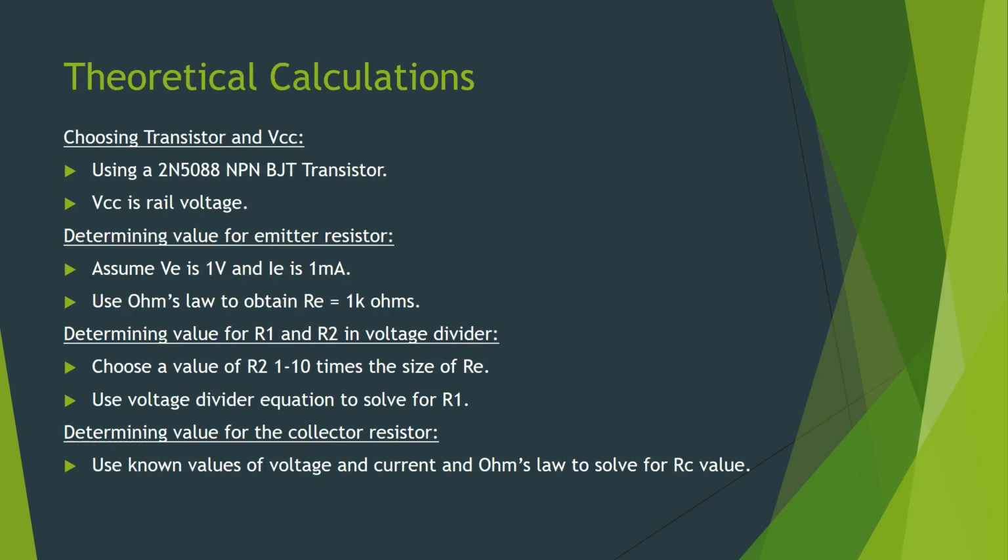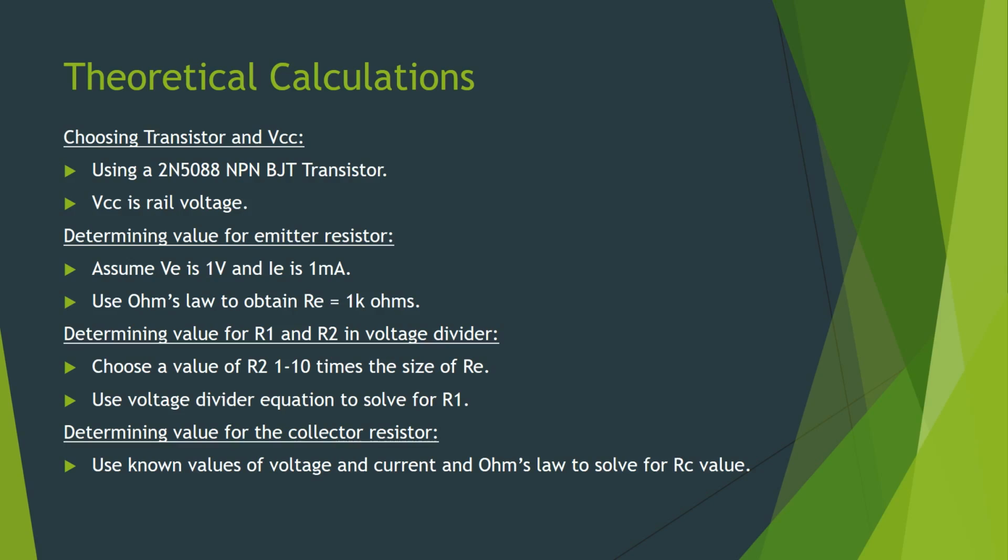So I've chosen to use a 2N5088 NPN BJT transistor. This is not a special transistor. Any NPN BJT will work in this configuration. VCC is just the rail voltage, meaning that it's the maximum voltage that our amplifier will be able to output.